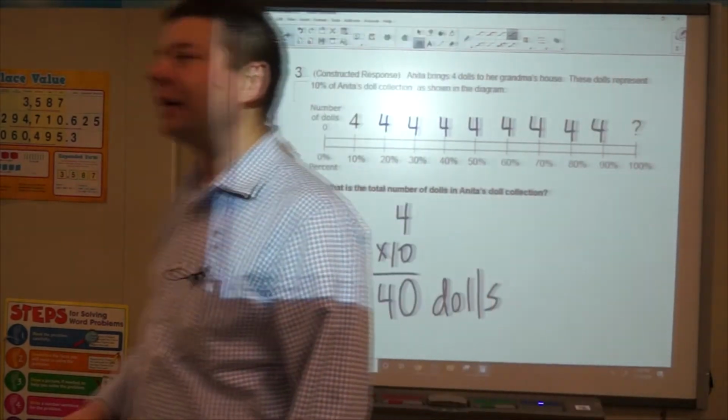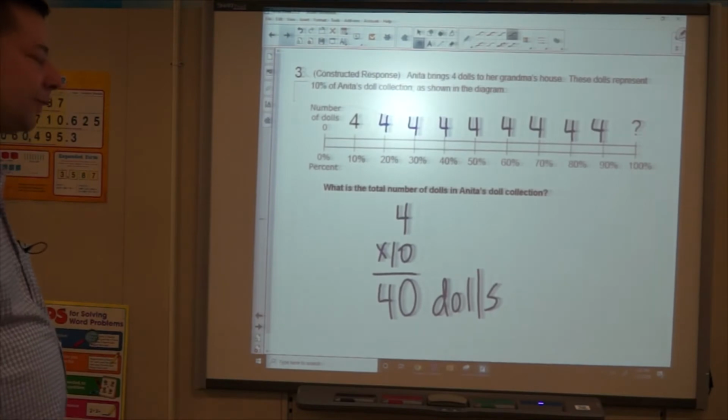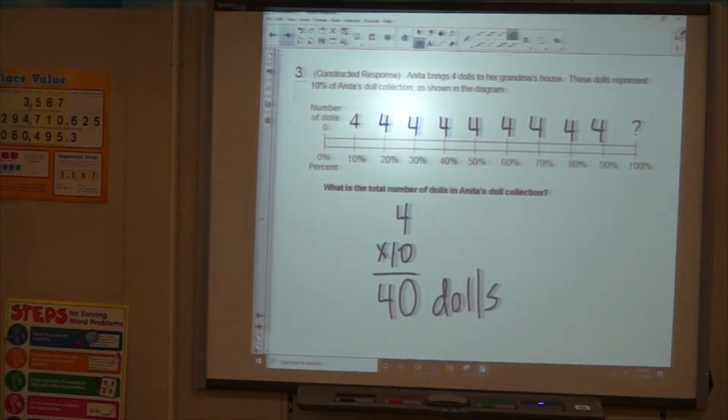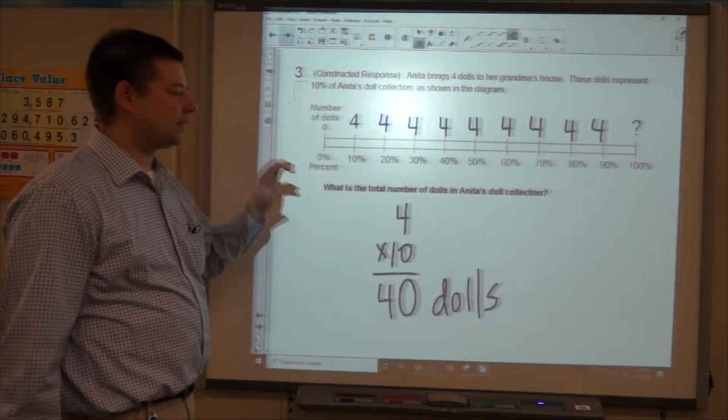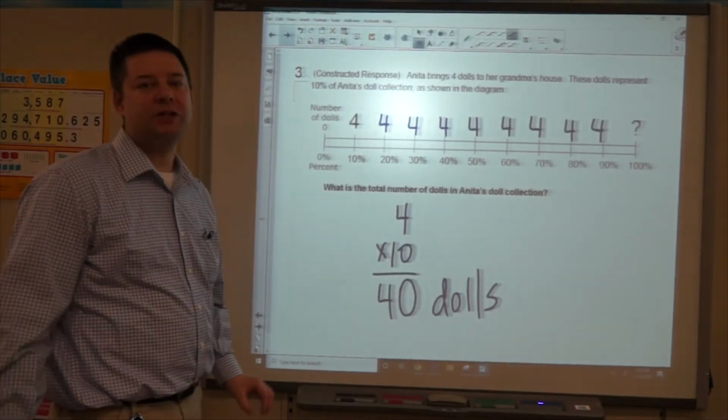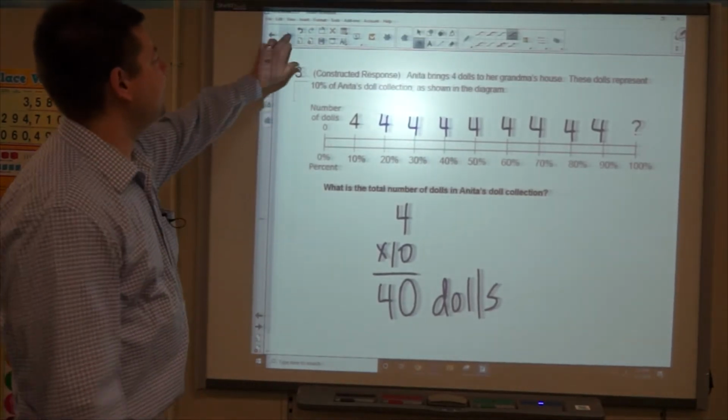Now, that's a pretty easy one, I think, as you look at it. Hopefully, you're thinking that it's pretty easy. Again, use this chart up here to help you figure that out, because that just makes the whole thing a much, much easier problem. Let's move on to number 4.